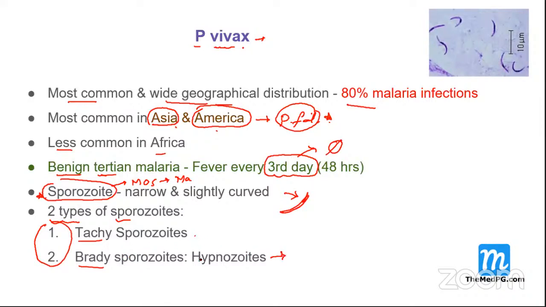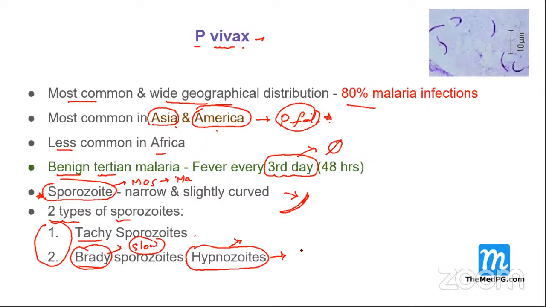So relapse is basically because of what? Brady. So brady means what? Slow. The meaning of brady is slow. So that means these are the type of sporozoites of Plasmodium vivax which divide very slowly, and they remain within the liver cells or the hepatocytes in the form of the dormant forms called hypnozoites. So under favorable conditions, they reactivate and then they undergo the rest of the parts of their life cycle to produce a clinical manifestation.